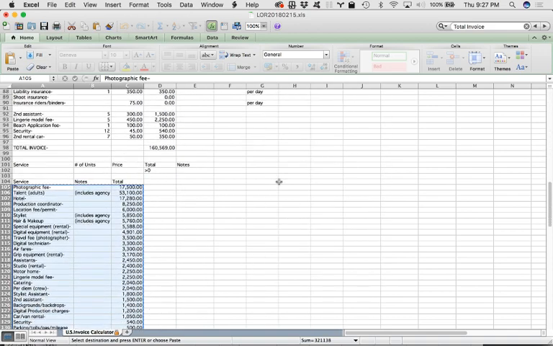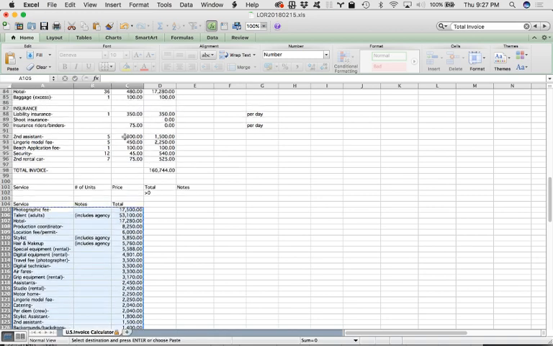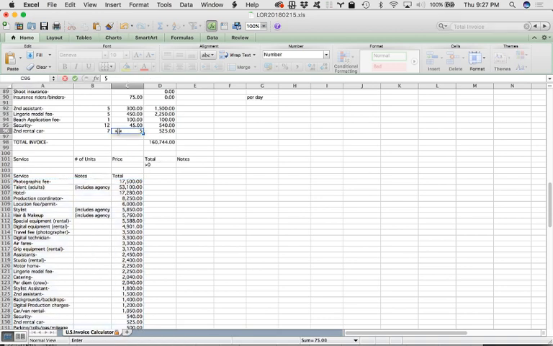The advantage of that shortcut is if we change anything, you simply redo it again. So let's say you decided that the rental car really should be $75. You simply click on 75 to enter that, and then again, Command Option X, and it'll redo it all for you. So I'm going to undo that. I'm going to go back to the $50.